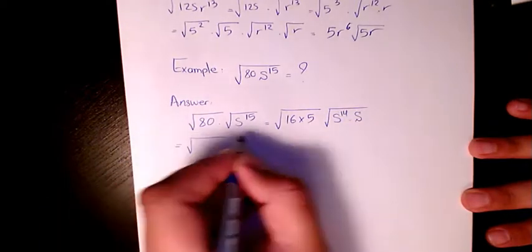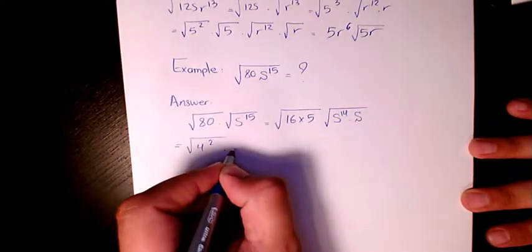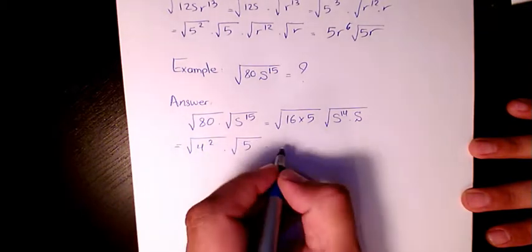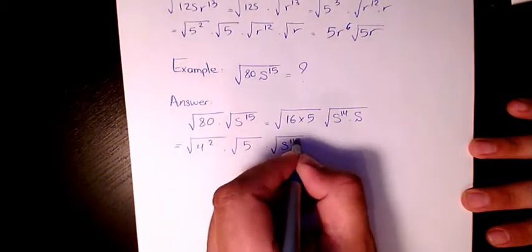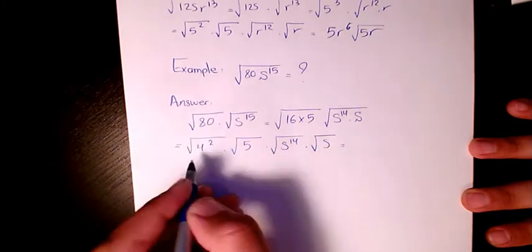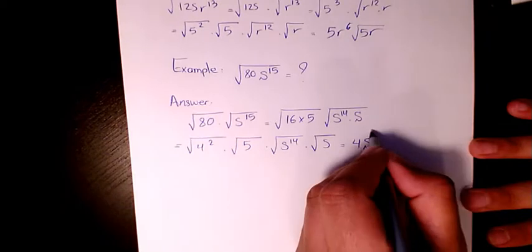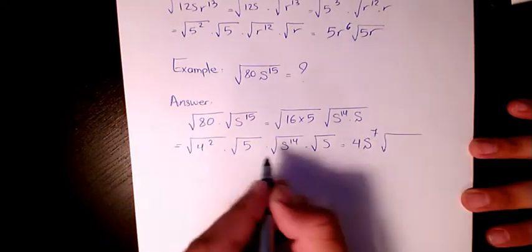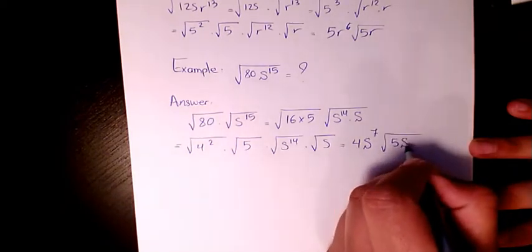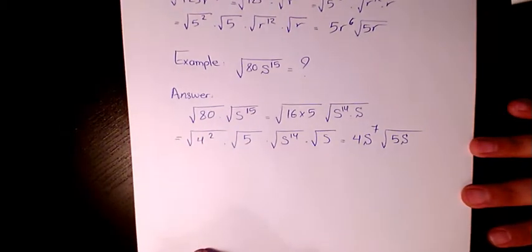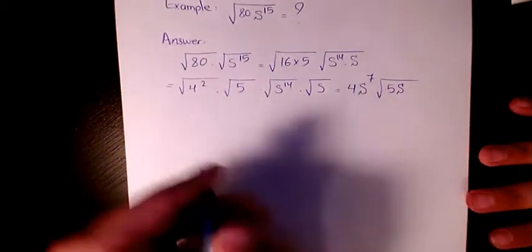So that makes it 4 squared square root of 5 s to the power of 14. So that makes it 4 s to the power of 14 divided by 2, which is s to the power of 7, square root of 5 times s. That's the final answer. Next example.